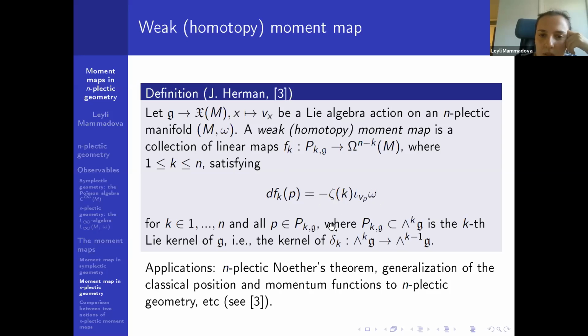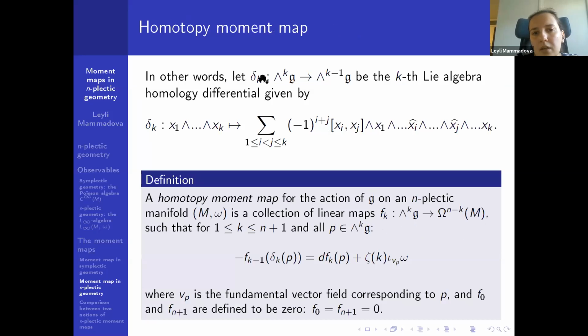Let's pause a little bit and see what's going on here. First of all, what are these P_k g? They are the kernels of this map right here, of each delta k.